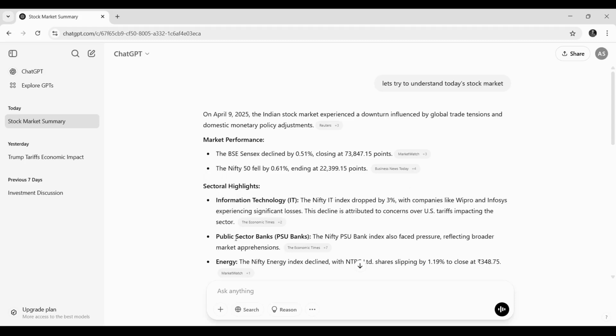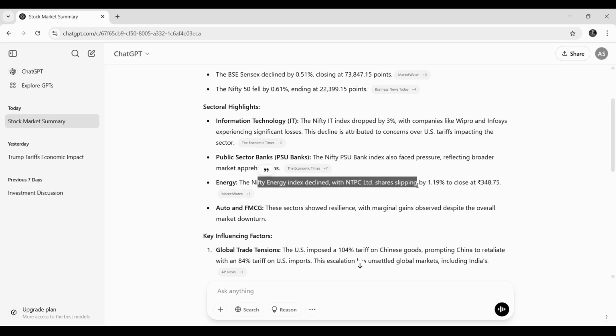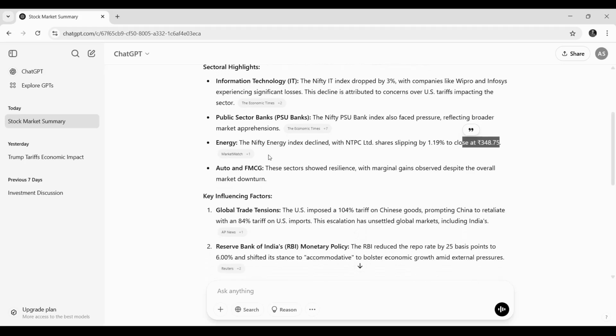Okay. Public sector, PSU, the Nifty PSU bank index also faced pressure, reflecting broader market apprehensions. Okay. The Nifty energy index declined, with NTPC Limited shares slipping by 1.19% to close at 348.75 rupees. Okay, then we have auto and FMCG. These sectors showed resilience, with marginal gains observed despite the overall market downturn. Okay, now what are the key influencing factors?